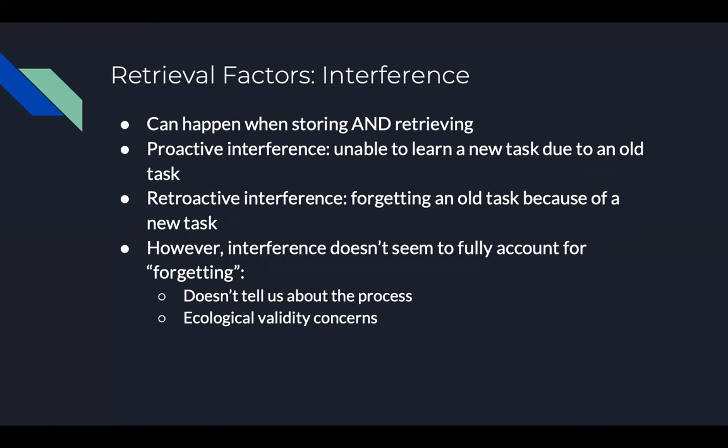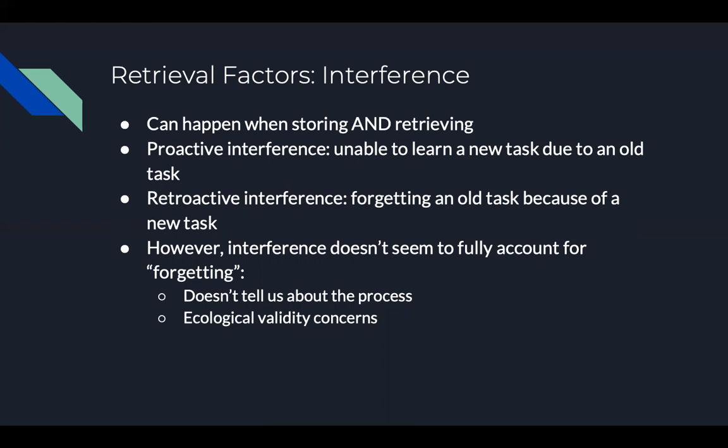So we have proactive interference and retroactive interference. Proactive interference, and you can think of this as pro meaning forward, occurs when you cannot learn a new task because of an old task that has been learned. So here, what we already know interferes with what we're currently learning. This is where old memories might then disrupt new memories.